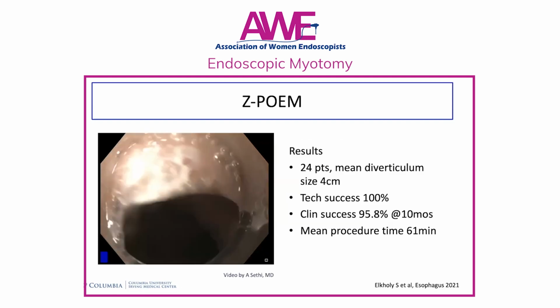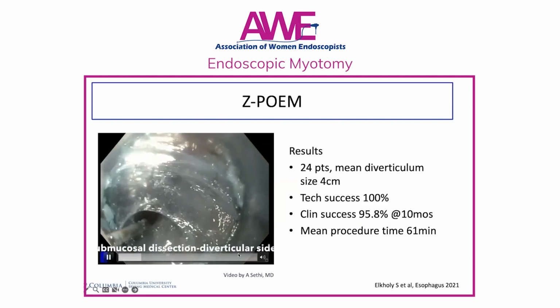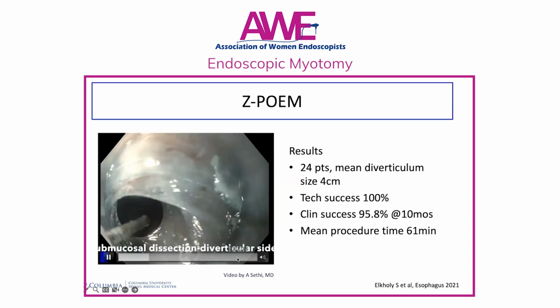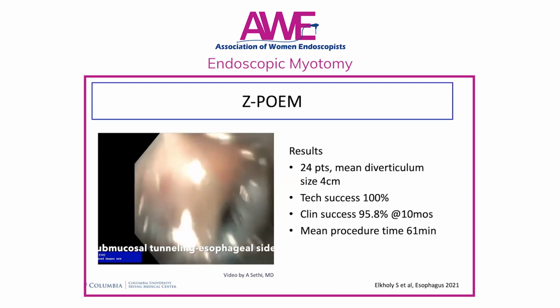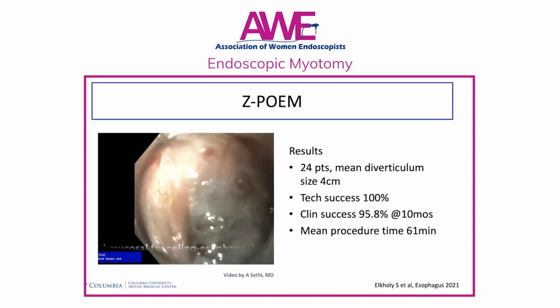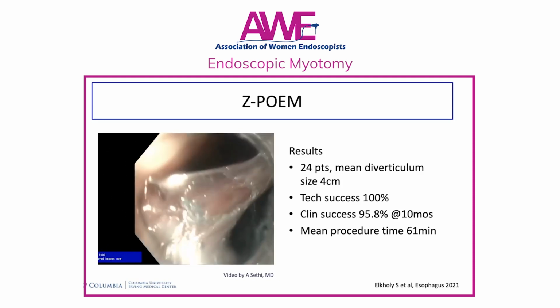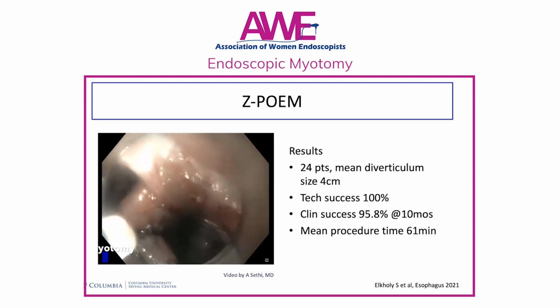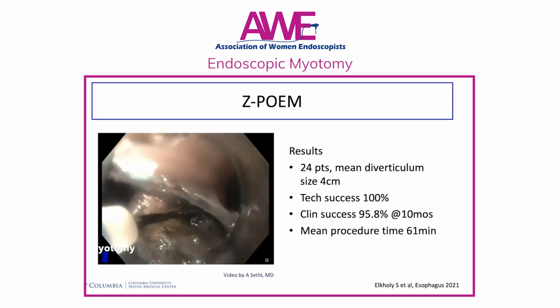So here's a Z-POEM. You see that we first define the diverticular side and the esophageal side. In this case, we make a septotomy along the ridge and then dissect out the submucosa from both the esophageal side of the septum as well as the diverticular side. Once that has been achieved, you can then go ahead and cut the actual specific muscle fibers of the septum itself.